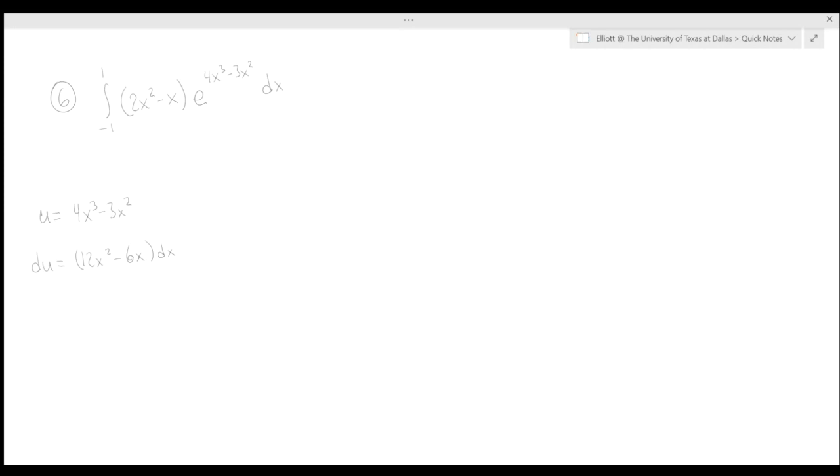All right, let me start by substituting some things into the integral. So we see the exponential is now just going to be an e to the u. And then we do, again, need to do something about the 2x squared minus x dx. And so if we go back to our du equation, notice that if we divide this by 6, we would get 2x squared minus x. So we're going to divide both sides by 6, which will leave us with 1/6 du. So therefore, we can replace both of these with 1/6, which I'll put out front, and then a du, which I will put at the end.